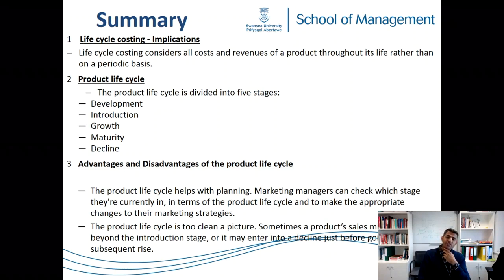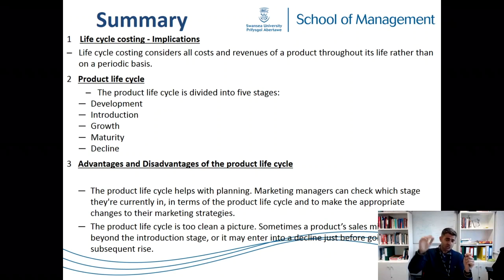In terms of disadvantages, remember, it doesn't always work like this. What do I mean? This is typical in theory. In theory, we say a product will go through research and development, then introduction, then growth, then maturity, then decline. That's fine, but not always like this.